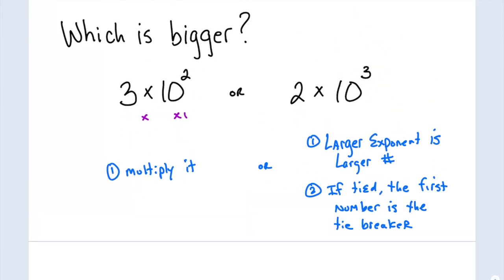strategy. Our second strategy isn't multiplying it out, which seems a little barbaric. It is just look at the exponents, right? The larger exponent is the larger number.